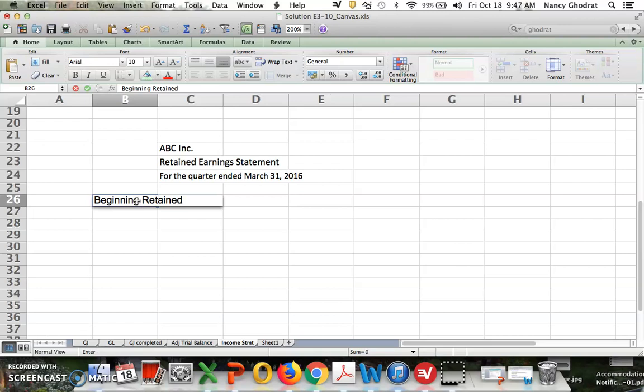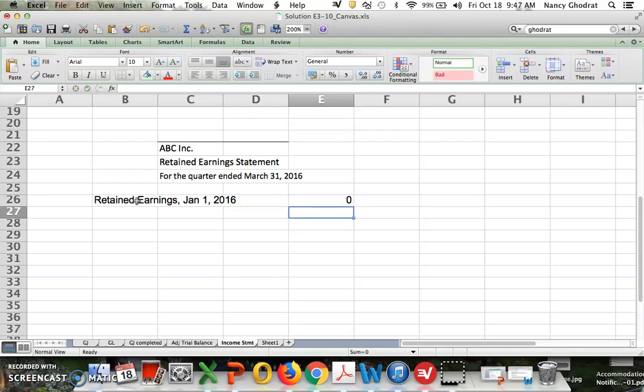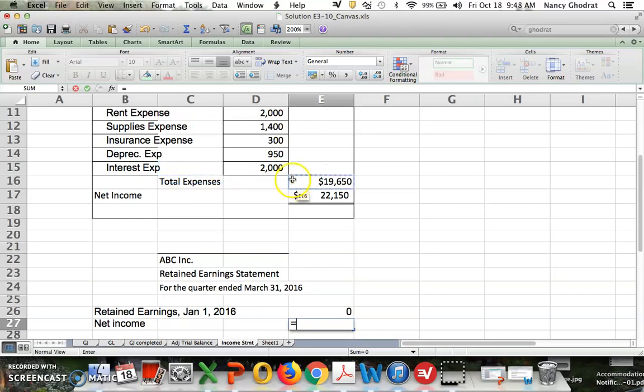So let's write down, for anybody who wants to use our financial statement, that our beginning retained earnings, or retained earnings as of January 1st, 2016, is 0. Normally you don't write 0 in your financial statements, meaning that if an account has a 0 balance, you don't need to write it. However, in here I'm writing it to tell financial statement users this is the first time we're preparing financial statements.